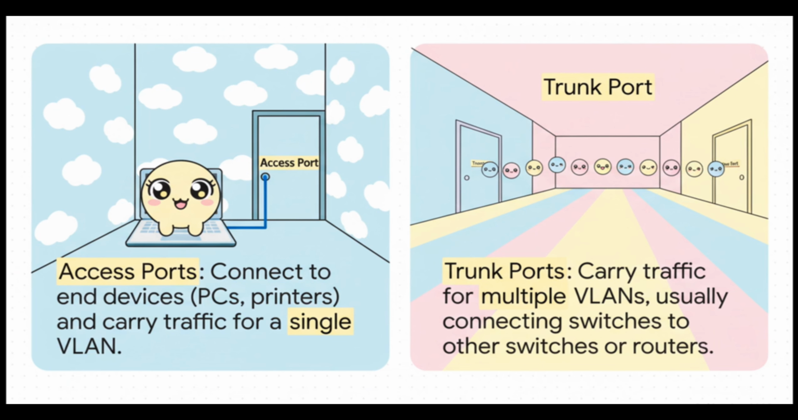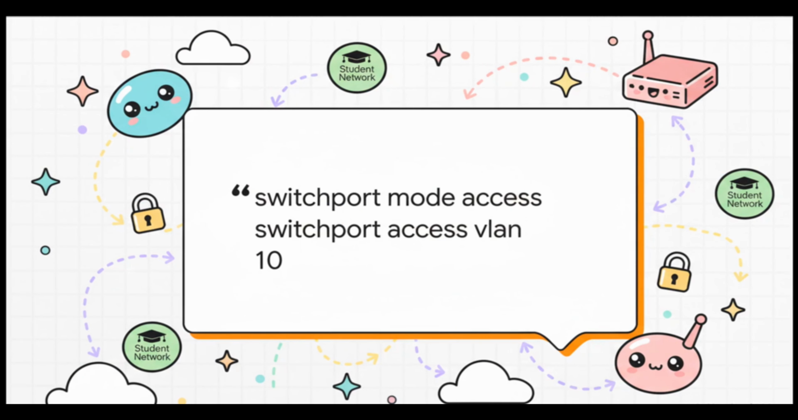On the other hand, you have a trunk port. Now, this is the heavy lifter. A trunk port is like the main hallway that connects all the different rooms. It's built to carry traffic from many VLANs all at the same time. This is what you're going to use to connect one switch to another. And this is what's so cool. You can see the actual command you'd type into a switch to make this happen. It's way simpler than you might think.